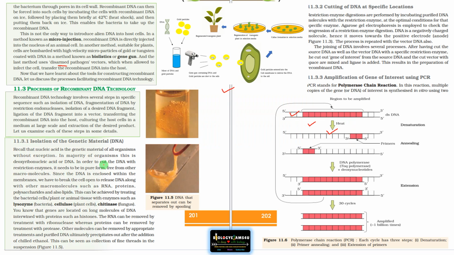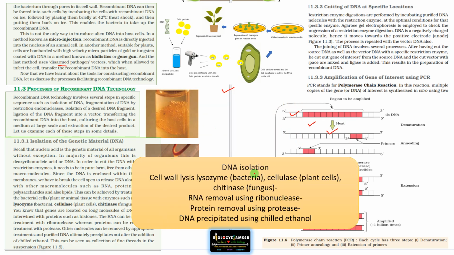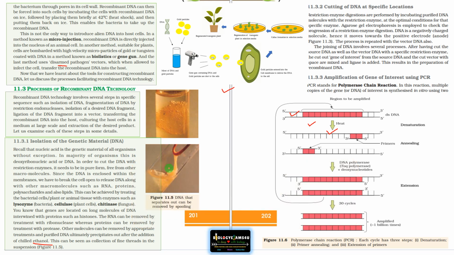Then isolation of genetic material; the processes involved are summarized here. DNA isolation depends on the organism. Cell wall lysis should happen. In bacteria, the cell wall is made up of peptidoglycan and lysozyme is used, whereas the plant cell wall is made up of cellulose and pectin, so cellulase and pectinase are used to disrupt the cell wall. In the case of fungal cells, the wall is made up of chitin, therefore chitinase is used to release the cell wall. Then RNA is removed using RNase treatment, and protein is removed using protease treatment, and DNA is precipitated using alcohol, ethanol, isopropanol, etc. So fine threads of DNA are obtained, and these can be spooled out, purified and used for further work.